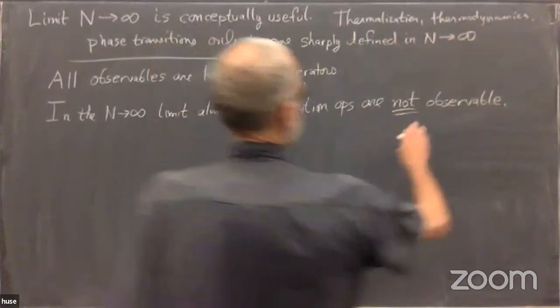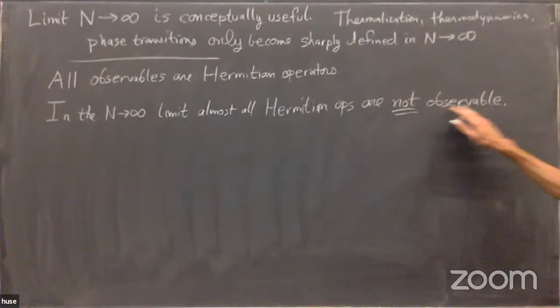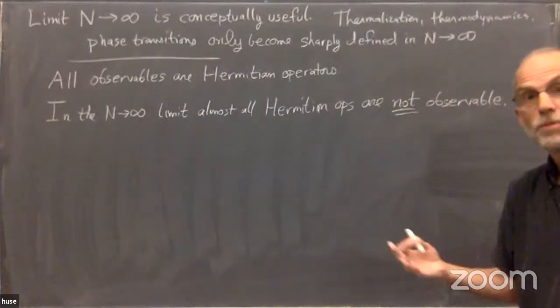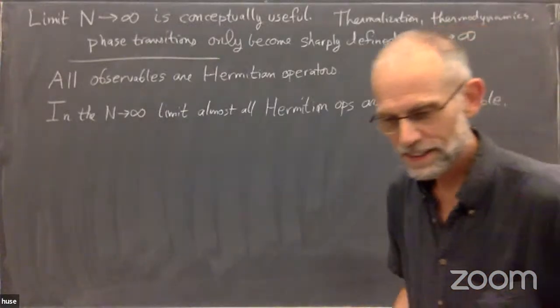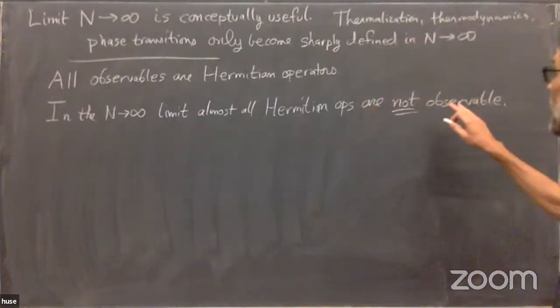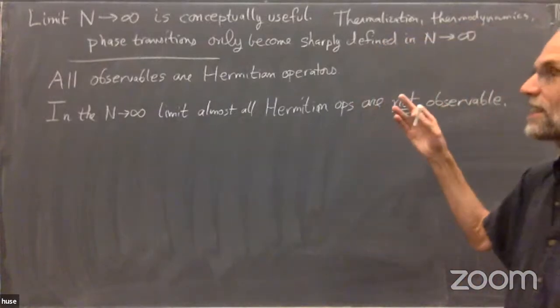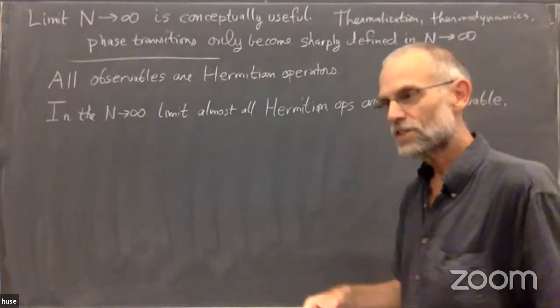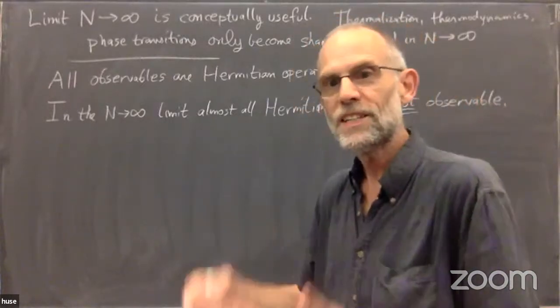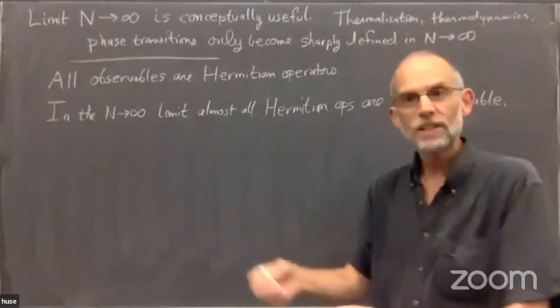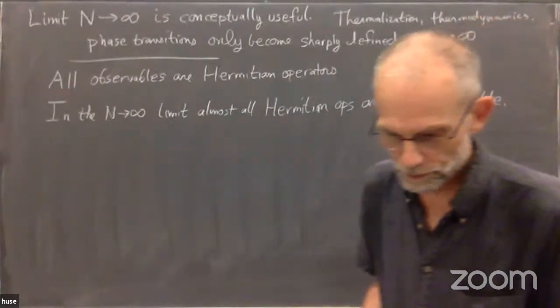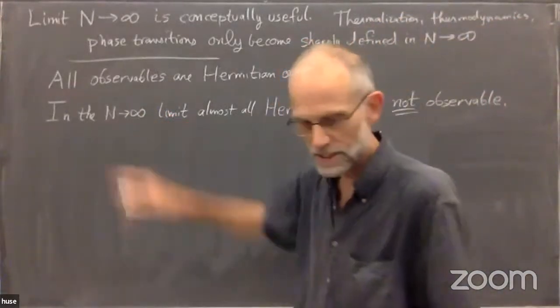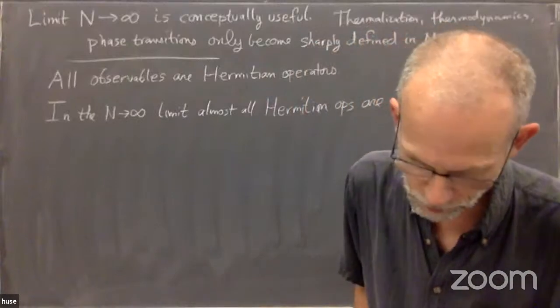And so what do I mean by an observable? I actually literally mean something that you could observe in the laboratory, right? And for that to be true, it has to be an operator which is of a finite order in the degrees of freedom that you can couple to. It can't have this divergence in it. Okay.